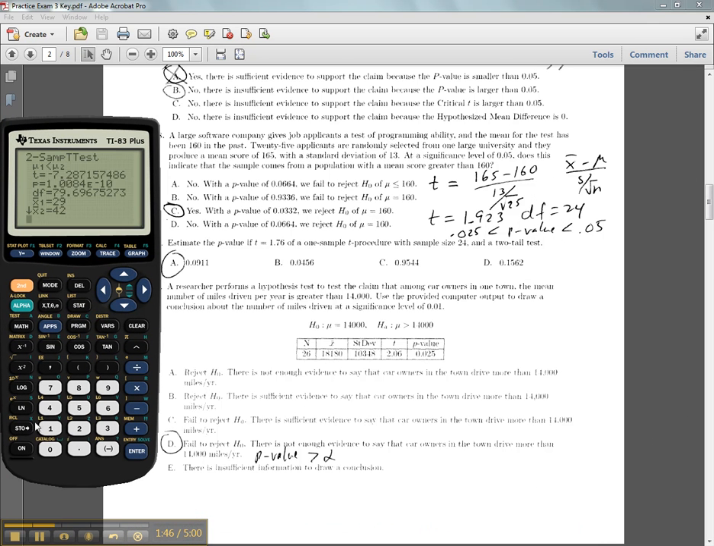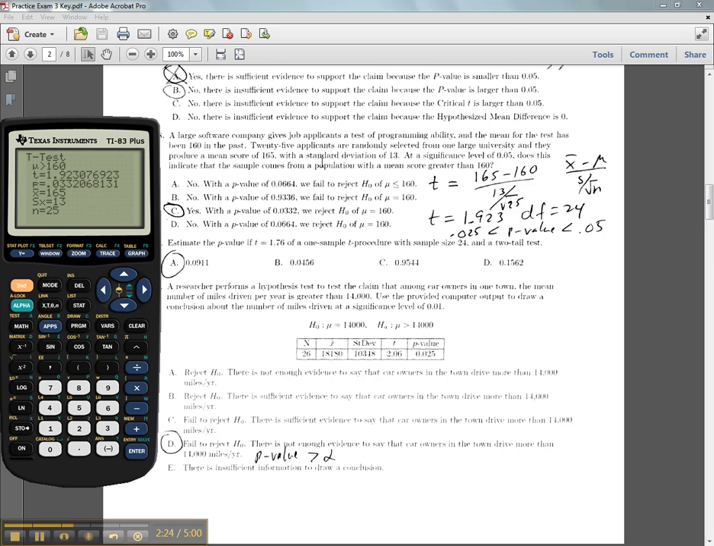Let's turn on our calculator and go to stat, test, t-test. And we have all of our stats. Again, mu naught is 160, x bar is 165, standard deviation is 13, and n is 25. And to identify what we're testing, if it's greater than or less than, it says here, does this indicate that the sample comes from a population with a mean score greater than 160? So we're looking for greater than the mu naught, and then we calculate. And that's how we find the p-value through the calculator.